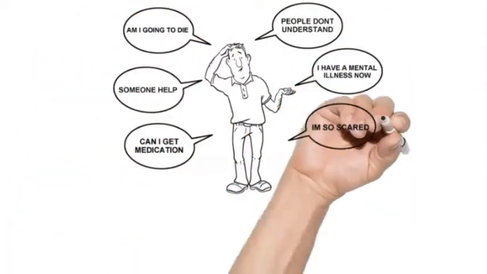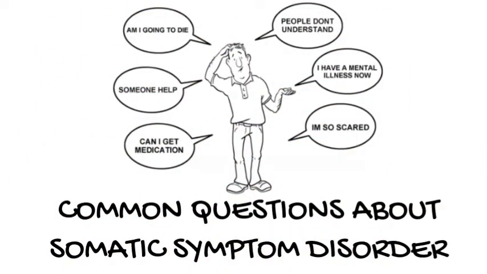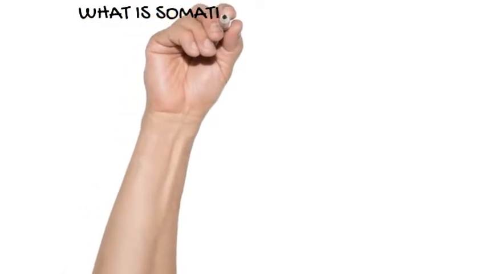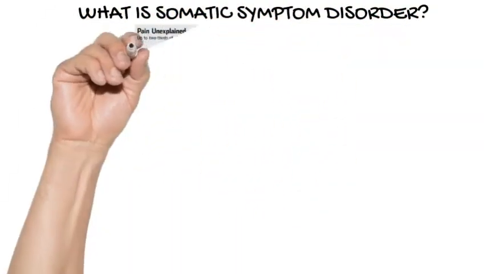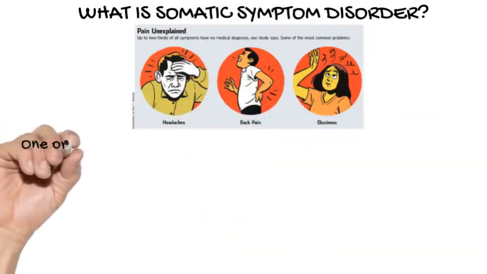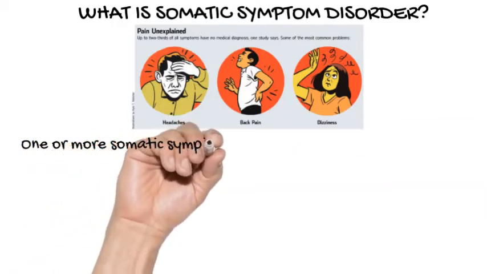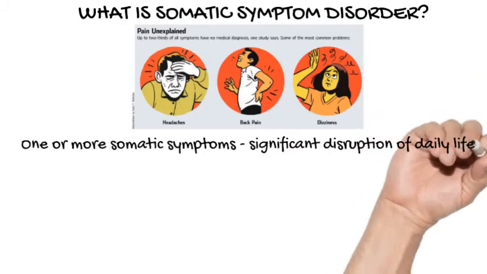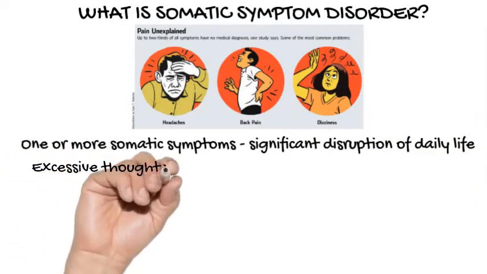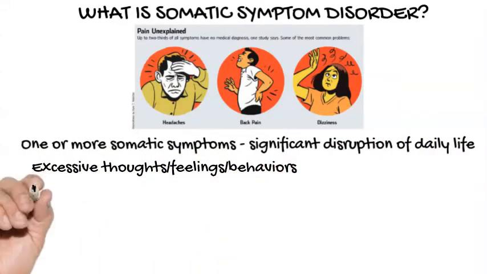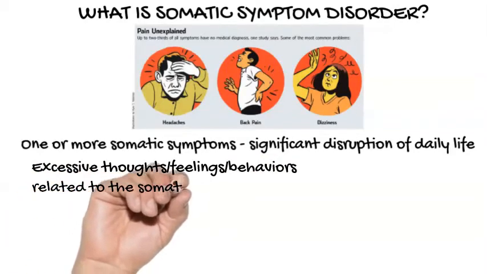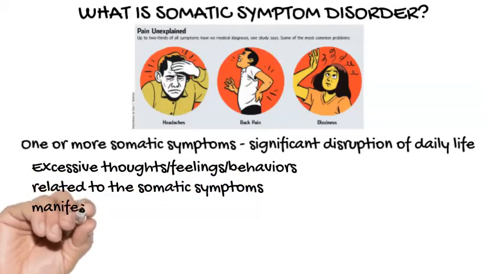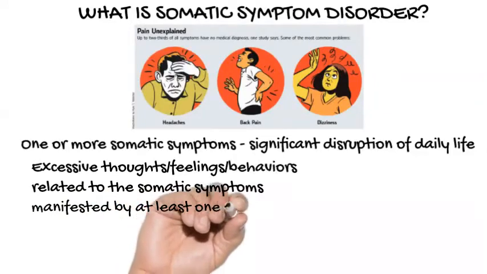Common questions about somatic symptom disorder. What is somatic symptom disorder? Somatic symptom disorder is characterized by one or more somatic symptoms that are distressing or result in significant disruption of daily life. Excessive thoughts, feelings, or behaviors related to the somatic symptoms or associated health concerns as manifested by at least one of the following.